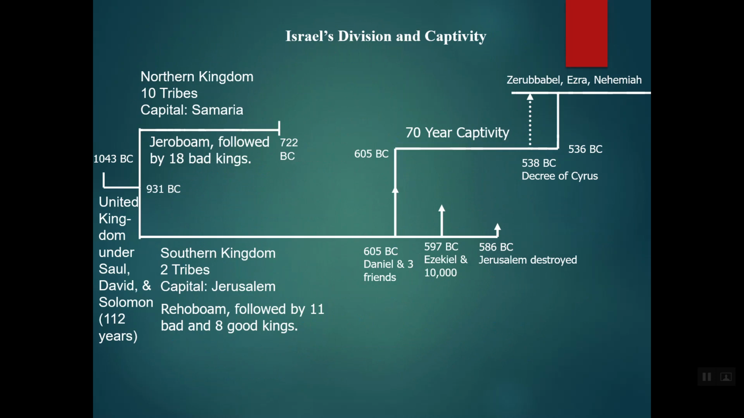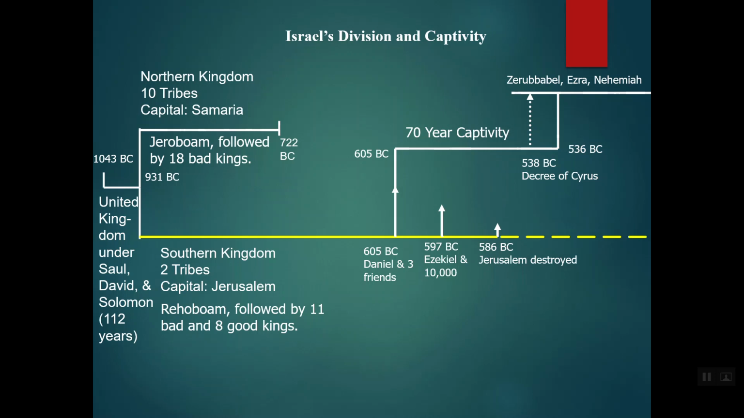You remember that the northern kingdom was taken into captivity in 722 BC. Southern kingdom, 3 different stages of captivity. 605 was when Daniel and his 3 friends were taken. That started the clock for the 70 years of captivity. 597 when Ezekiel and 10,000 others, and then 586 was when Jerusalem was completely destroyed. They're in captivity for 70 years.